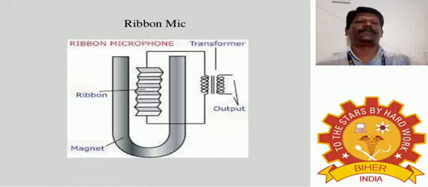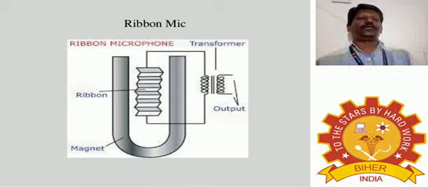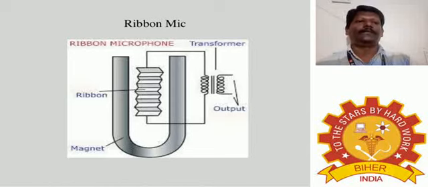So how does this type of microphone work? When you produce sound in front of the microphone, the vibration of air molecules falls on the ribbon, so the ribbon moves front and back and cuts the magnetic field. When the ribbon cuts the magnetic field, the sound signal is converted into an electrical sound signal. After converting, the electrical sound signal is connected to the transformer to raise the output.